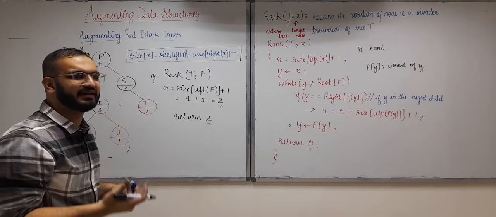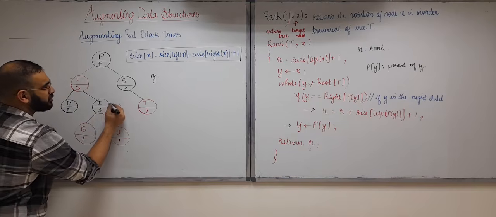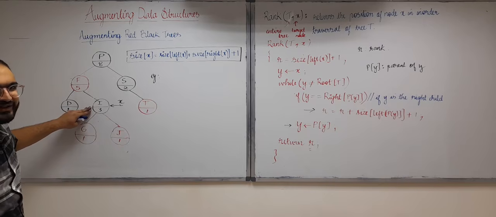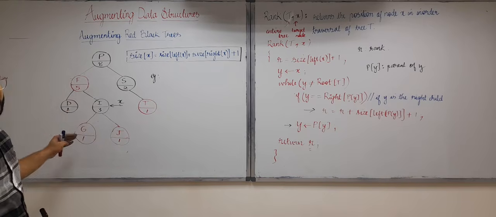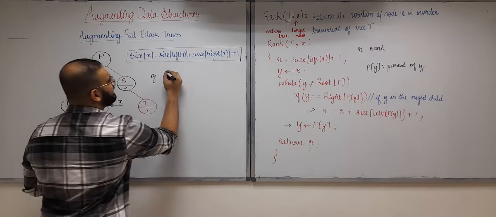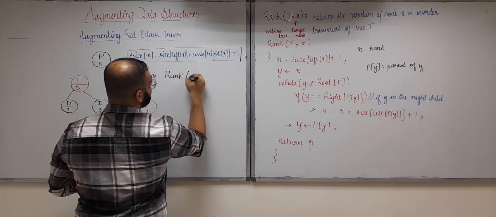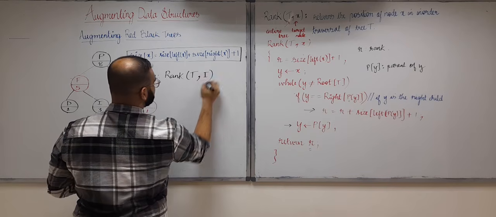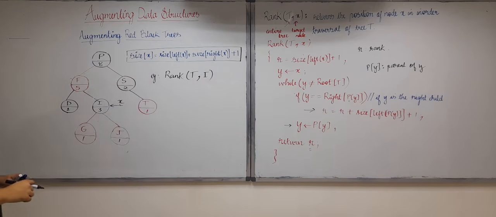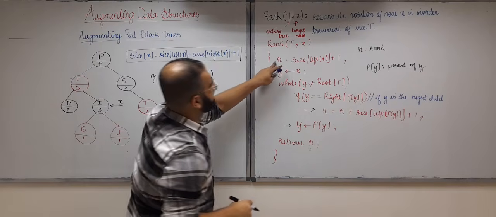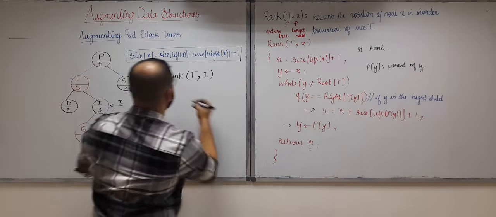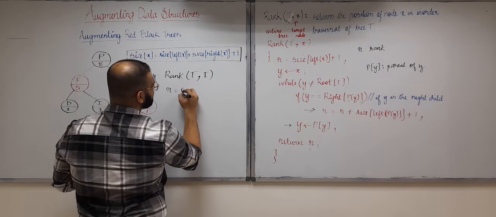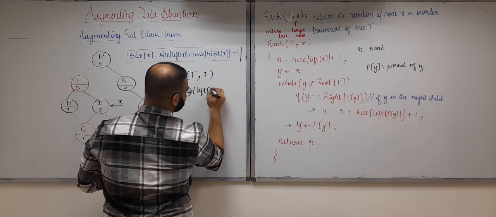Now let us look at another example. Now let us consider this node I as our x, right? Or we want to find out the position of this node I when we do an in-order traversal of the entire tree. So I can write the rank function as rank t, or the entire tree, comma I, right? So I want to find out the rank of this node. So again, I'll follow the first step in this function, that is r, or the rank of I, will be size of left of I plus 1.